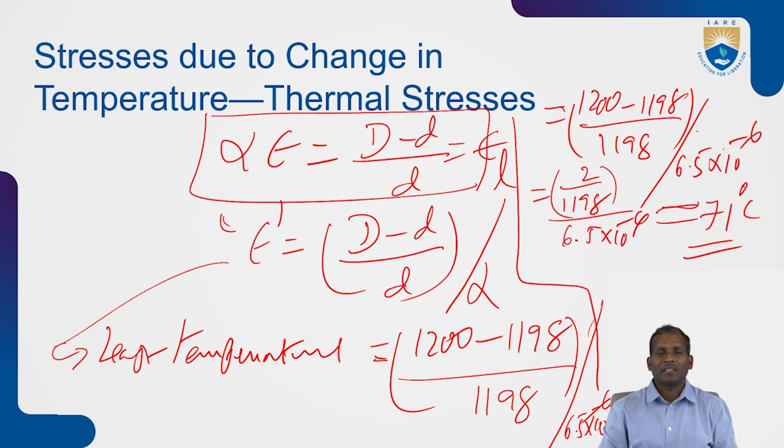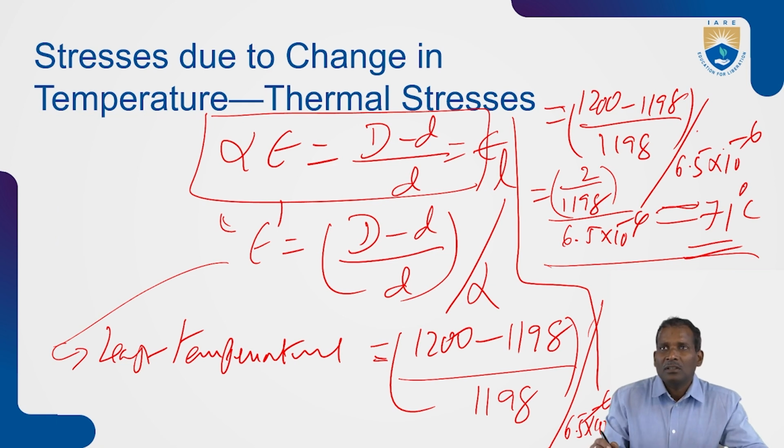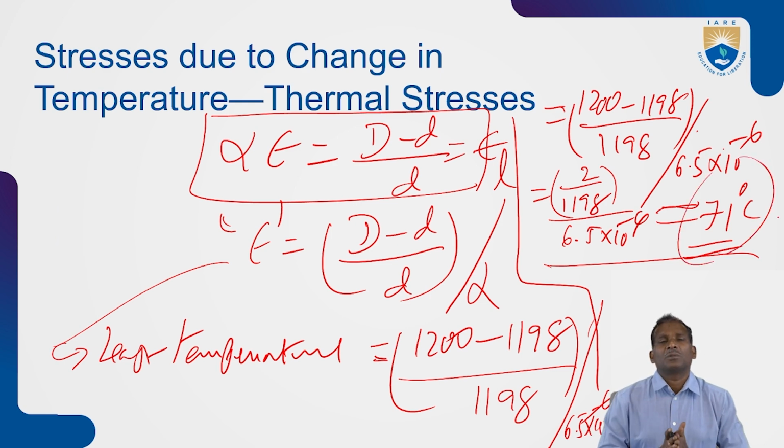Thermal expansion is different for different materials. Thermal expansion influences the thermal conductivity, which comes under thermal properties. I have calculated by using this relation, so that alpha is equal to, and you will get the temperature as 71 degrees centigrade. Like this you have to calculate the thermal stresses. So up to now we have seen these topics.